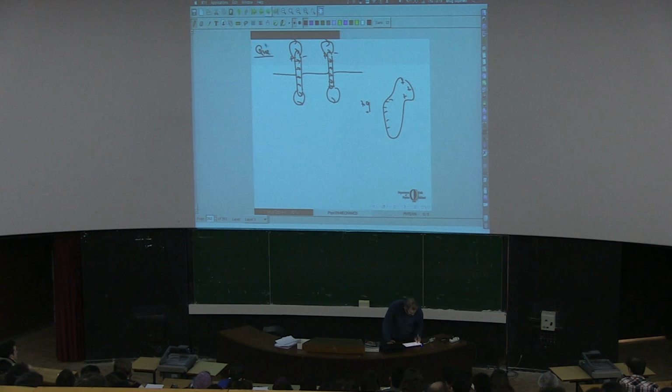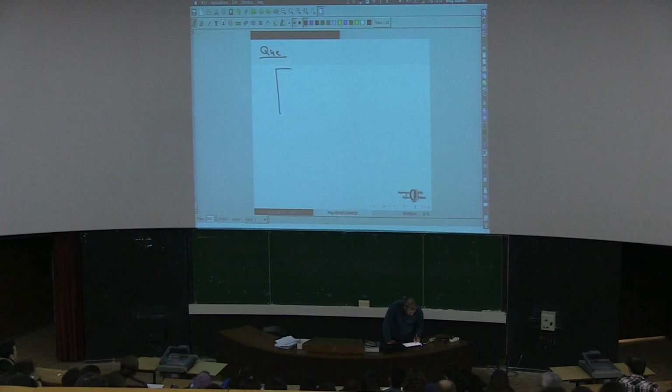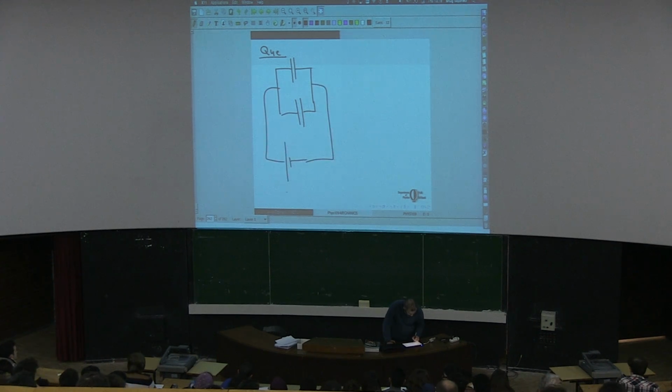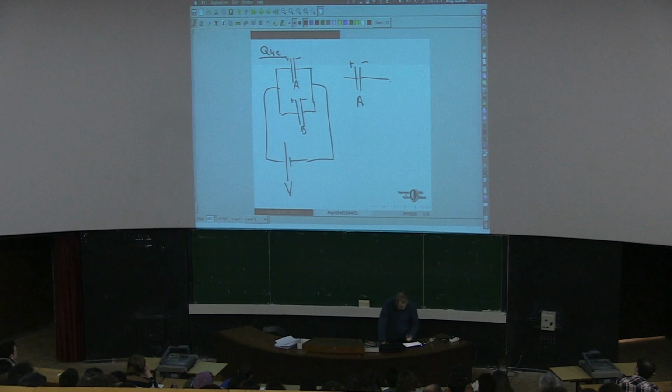So this is your question. We take two capacitors, then we charge them. Right, so this is positive, this is negative, this is positive, this is negative. This is capacitor A, capacitor B. And then what we do is we just take these plates. So this is capacitor A, plus and minus. Then you take the other capacitor. This is minus, this is plus, and reverse it and connect it like this.